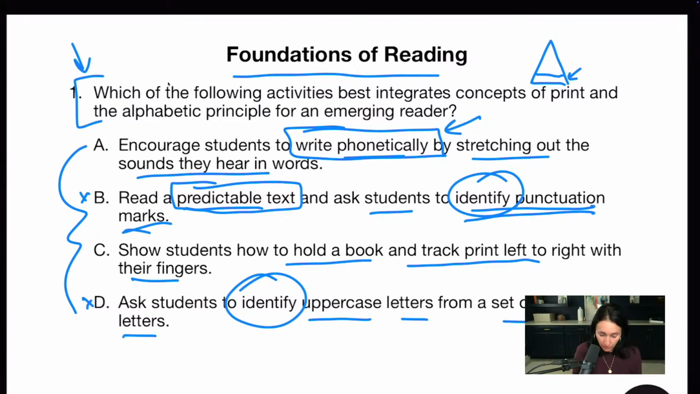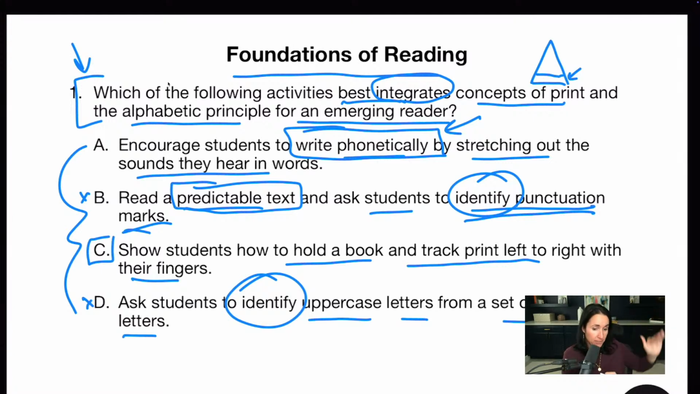All right, let's read the question. Which of the following activities best integrates concepts of print and the alphabetic principle for an emerging reader? Okay, concepts of print and the alphabetic principle. Now, C is just concepts of print. Reading from left to right and up to down, notice that we didn't talk about any letters. We didn't talk about any sounds in letters. We are only showing you concepts of print, like what happens in the book, right? Very important, but it's not part of the alphabetic principle.